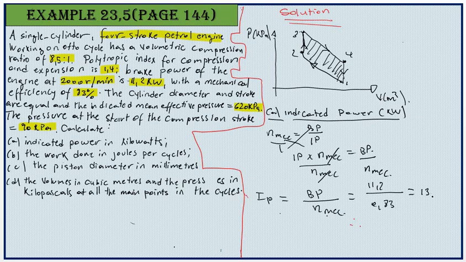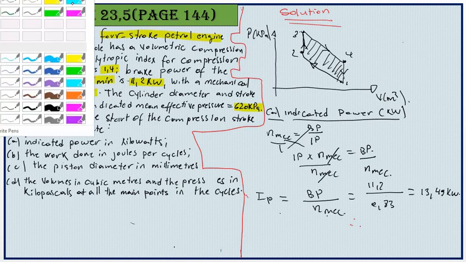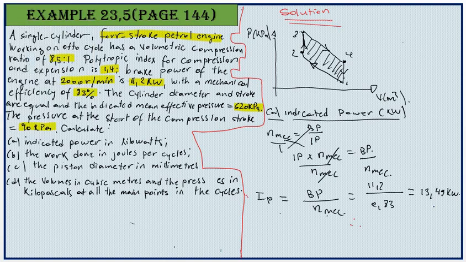So I get 13.49 kilowatts. That represents the indicated power. And then they want us to determine the work done in joules per cycle.